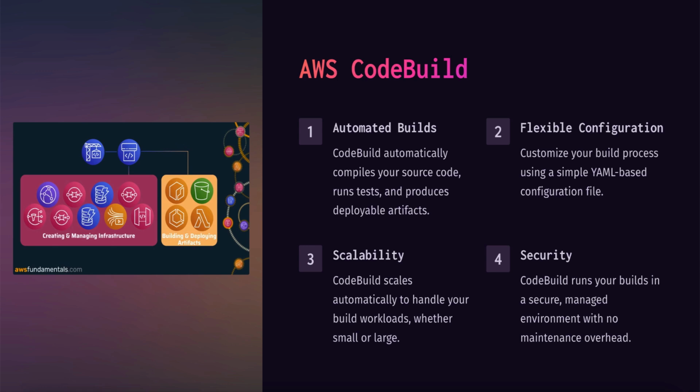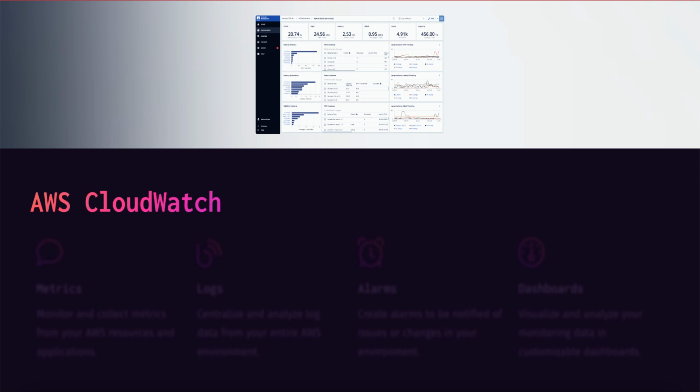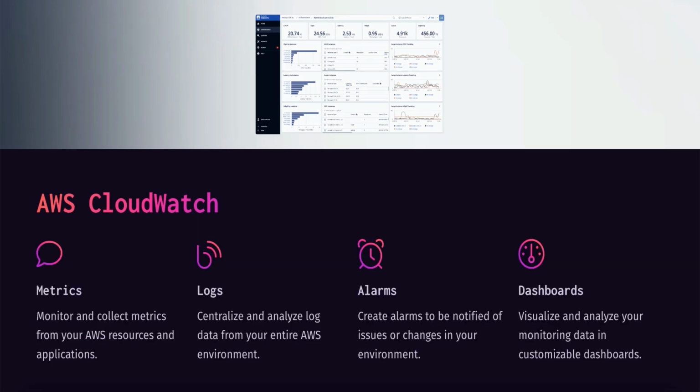and not managing infrastructure. And the last tool on our list is Amazon CloudWatch. Monitoring your application is crucial for maintaining uptime and performance. AWS CloudWatch provides you with the metrics and the logs you need to keep an eye on everything. With features like alarms and automated actions, you can respond to issues in real time, and you can also ensure your application runs smoothly.